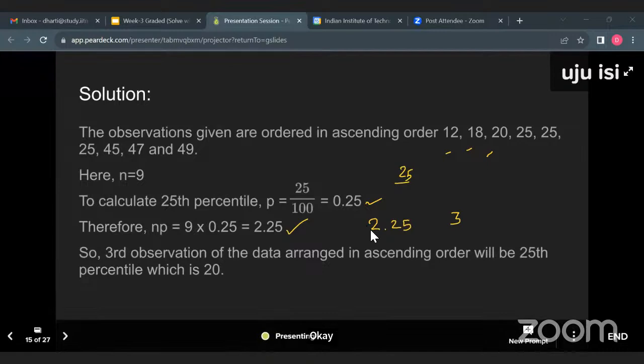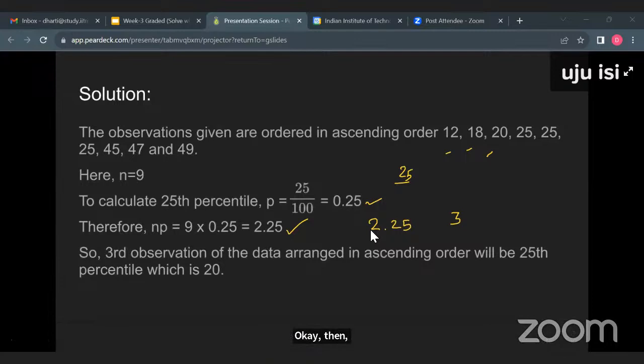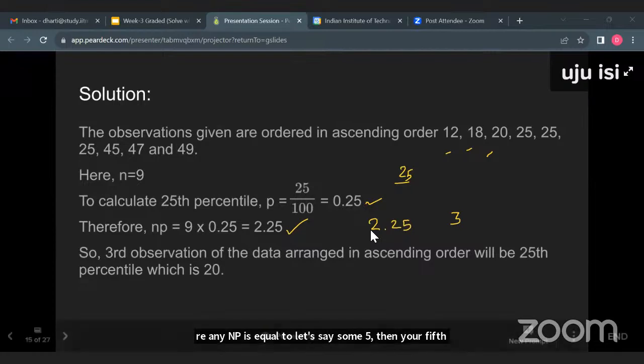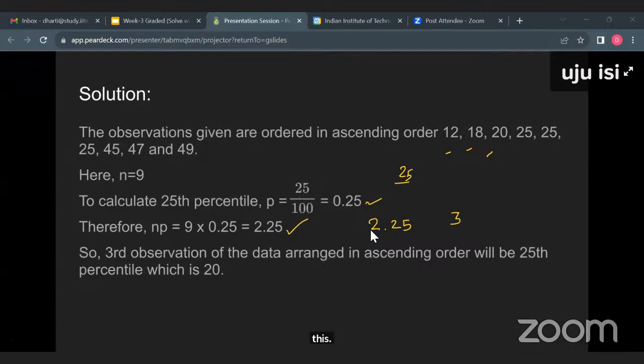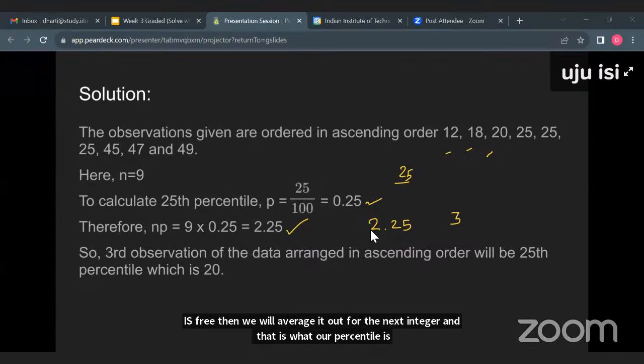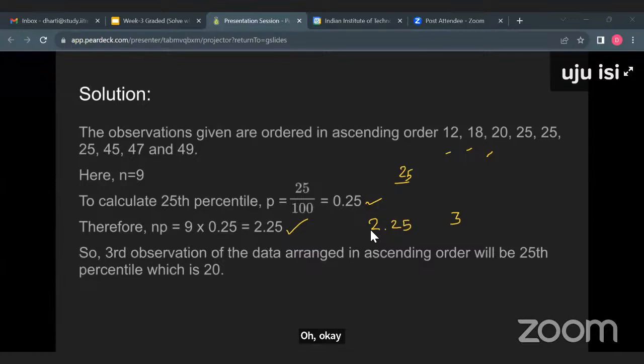That does not require an average and approximation, 2.25 is equal to 3. If your N is 3, NP is 3, then we will average it out with the next integer, and that is what our percentile is. Ma'am, in the line NP equal to 9 into 2.5, kindly explain. Sorry, NP and 9 into 0.25. How to calculate?